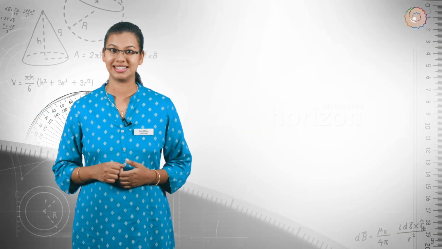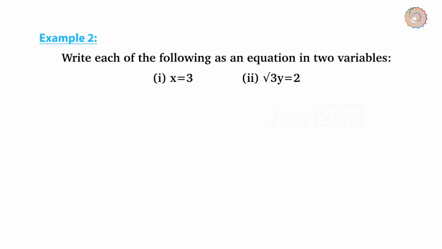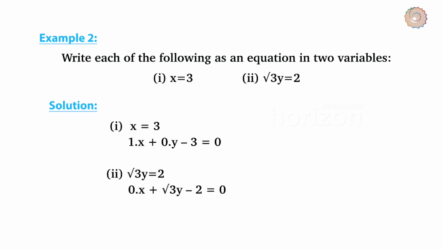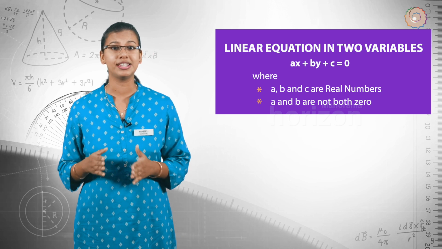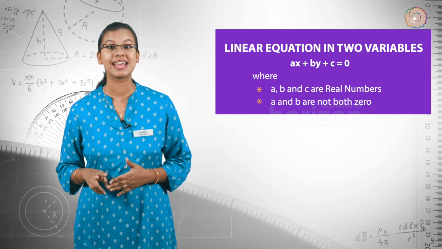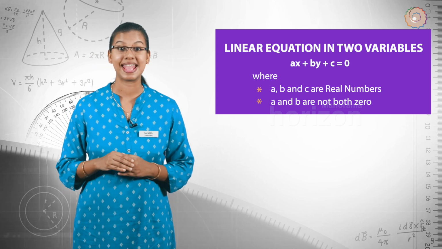Let's see another example. Write each of the following as an equation in two variables. x equals 3 can be written as 1 into x plus 0 into y minus 3 equal to 0. And root 3y equal to 2 can be written as 0 into x plus root 3y minus 2 equal to 0.